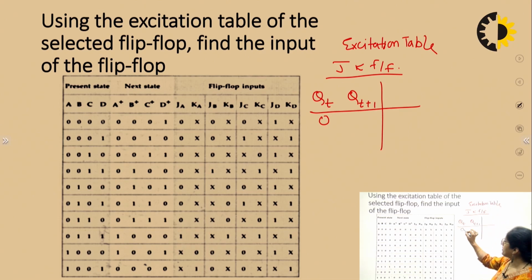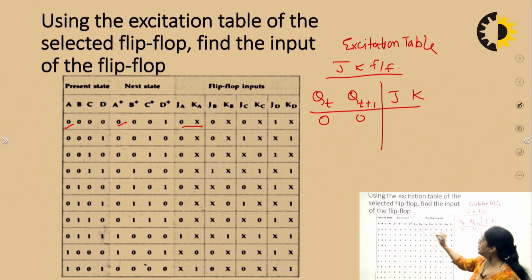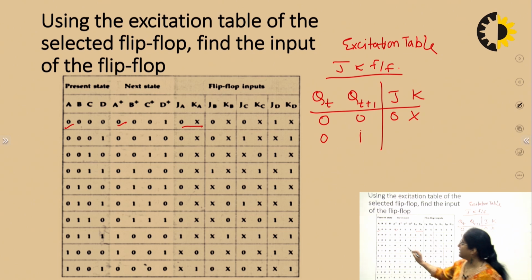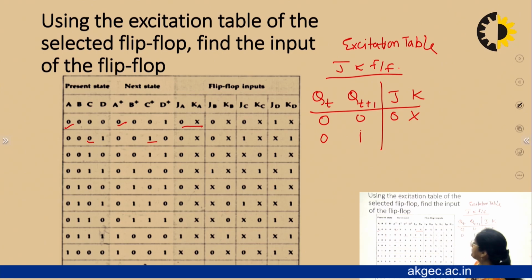To travel from present state to next state, what will be the input combination? This is the representation in the excitation table. So, if you are at 0 state and you have to remain at 0 state, your input should be 0 cross x. If you are at 0 state and you have to move to 1 state, like in this case, this is the third one, okay. So, in this case, your input should be 1 cross x.